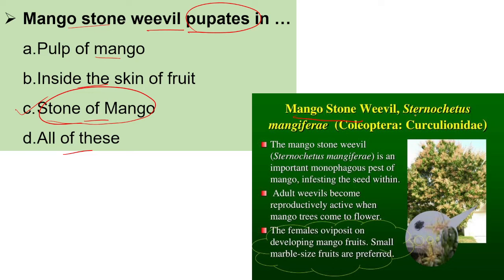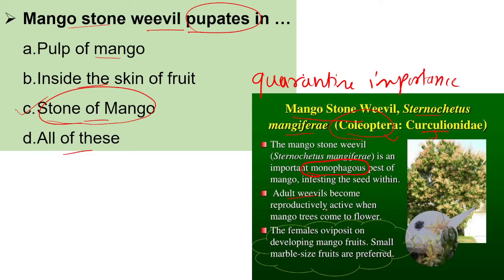The mango stone weevil is scientifically known as Sternochetus mangiferae, comes under family Curculionidae and order Coleoptera. As we all know, Curculionidae is the important and largest family from order Coleoptera. In the mango stone weevil, the important point is that it is a monophagous pest and it is of quarantine importance.